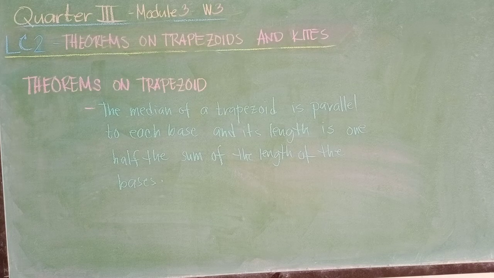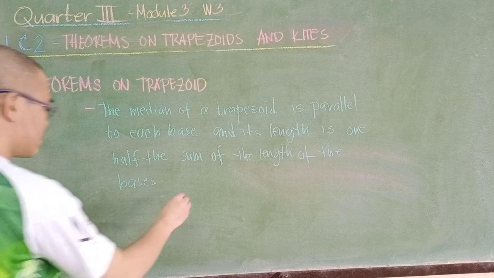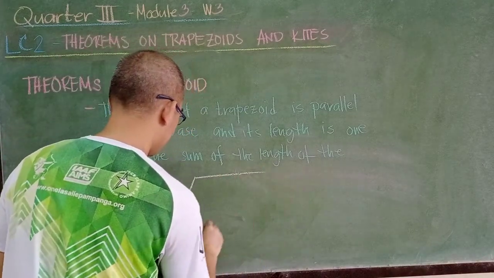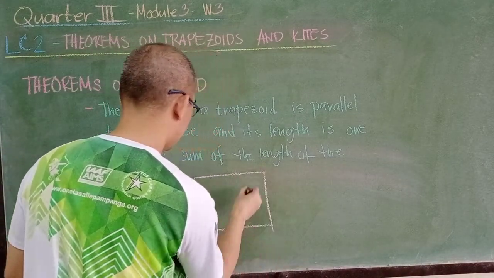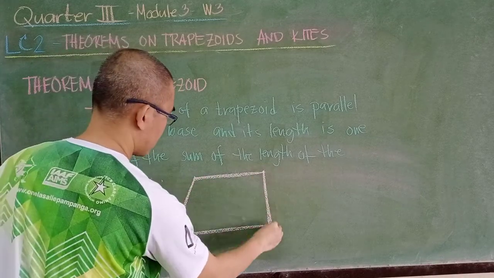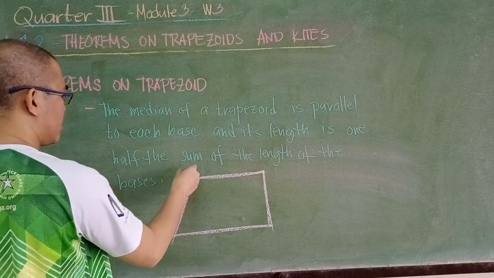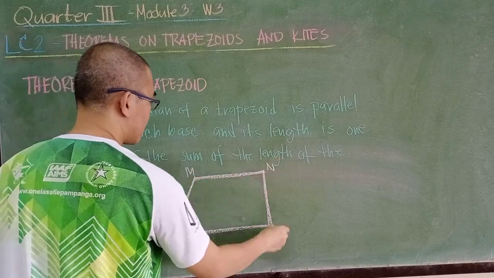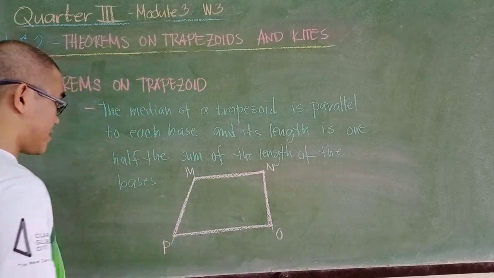Next will be theorems on trapezoids. The median of a trapezoid is parallel to each base and its length is 1/2 the sum of the lengths of the bases. So what does that mean? For instance, we have a trapezoid. Let's call the vertices M, N, O, and then P.